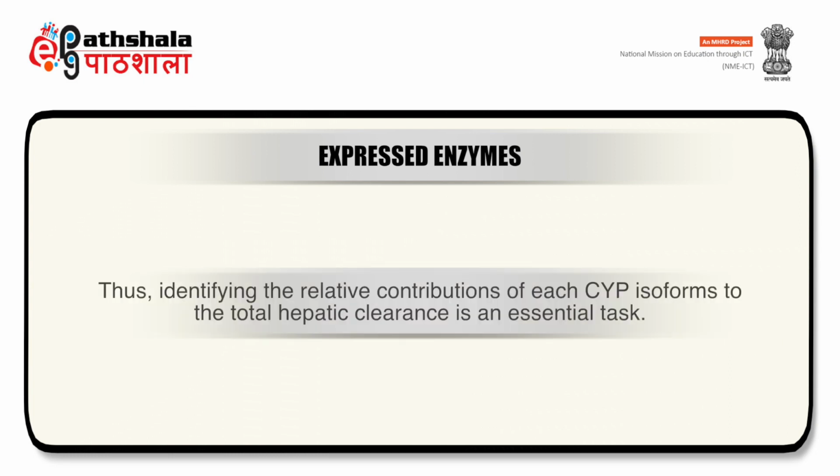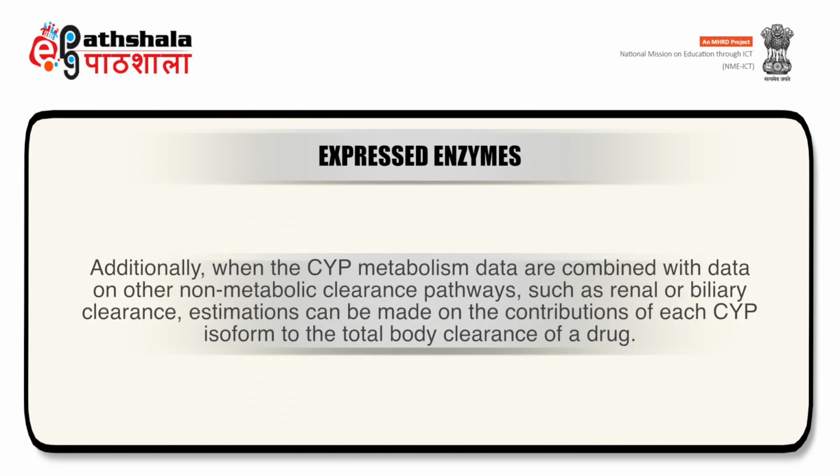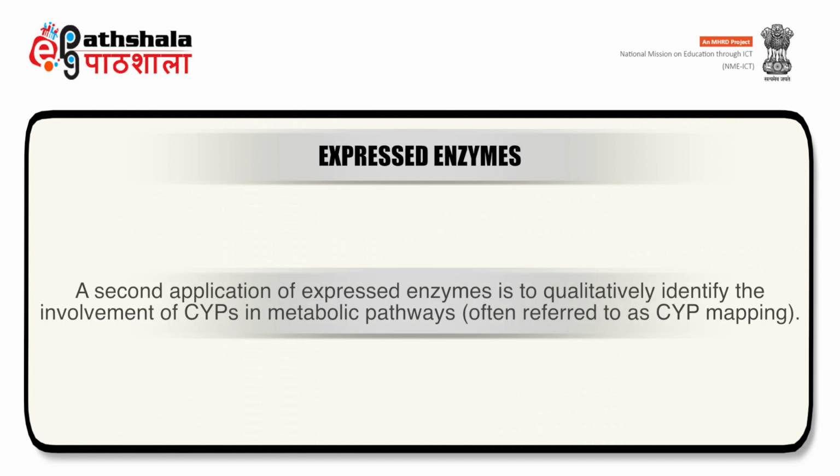Thus, identifying the relative contribution of each CYP isoform to the total hepatic clearance is an essential task. Additionally, when the CYP metabolism data are combined with the data on other non-metabolic clearance pathways, such as renal or biliary clearance, estimations can be made on the contribution of each CYP isoform to the total body clearance of a drug.